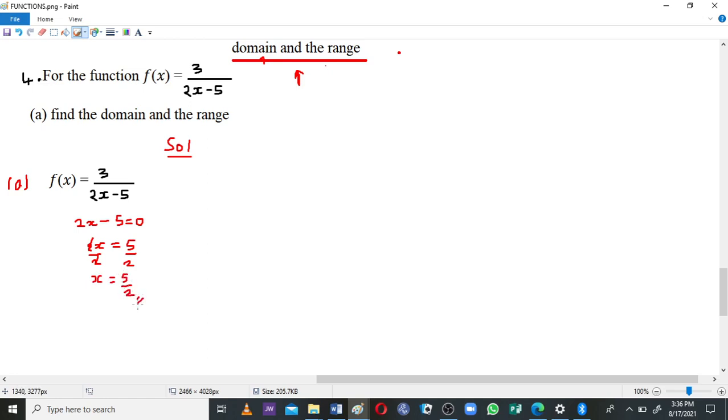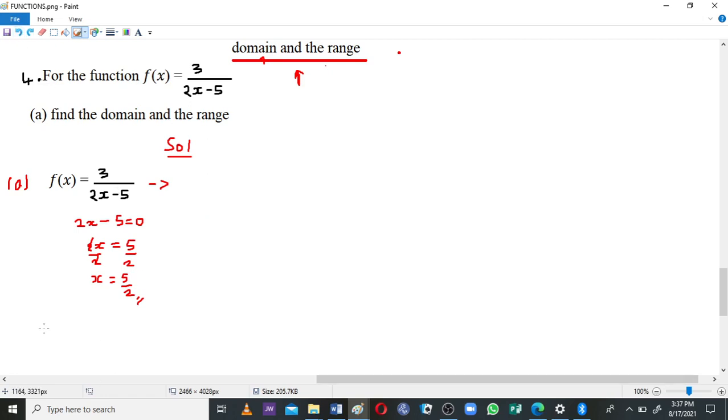Now look at this point. If x is equal to 5 over 2, substitute this value of x in the function that you have and see what you are going to get. You are going to get 3 over 2 times 5 over 2 minus 5. You see that you are going to get 0, and so 3 divided by 0 is infinite, isn't it? So your function is not going to be defined at this point.